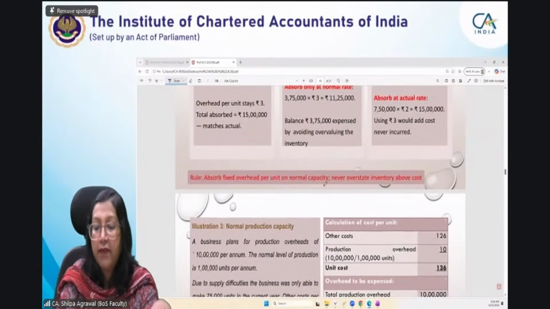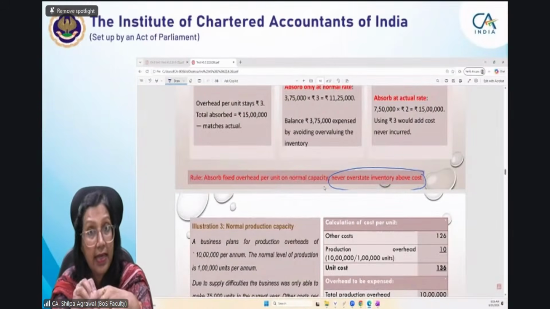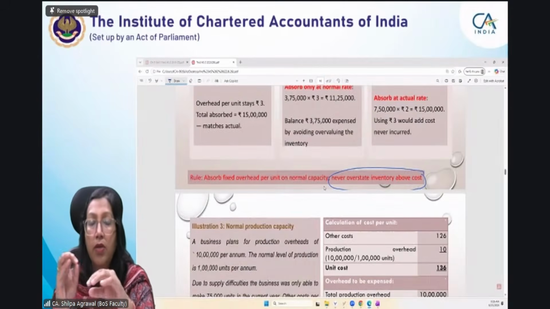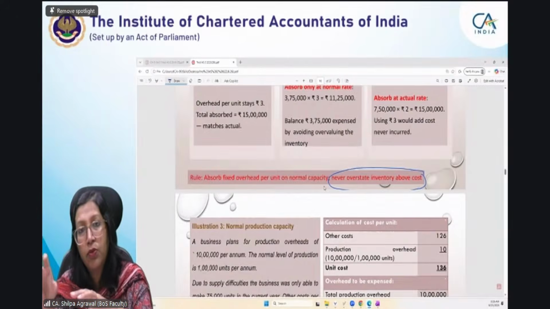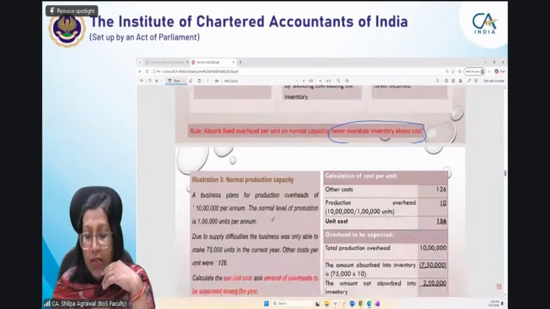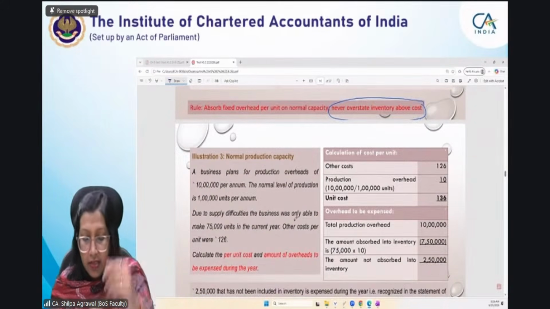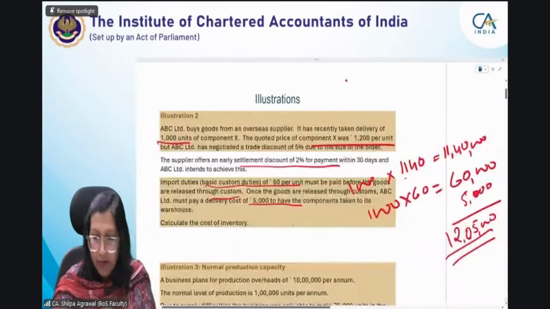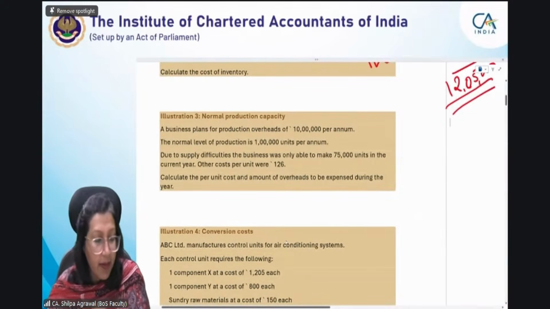Never overstate inventory above cost. This is basically for what purpose? As we have already discussed, in case your actual production is more than the normal capacity, you cannot allocate more overhead. You can allocate the actual fixed overhead only, as a capitalization to inventory. Okay. Same question was given in this form also, this normal capacity prediction. Illustration 3. Let me move to there because there we can properly deal with this.